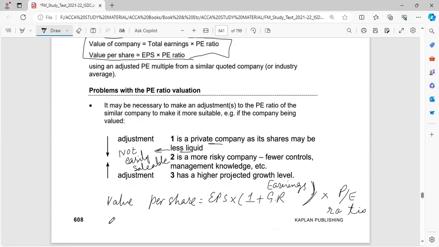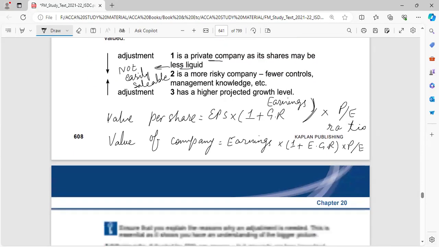Next one is the value of company is equal to earnings into (1 plus earnings growth rate) into the P/E ratio. So remember this formula as well.